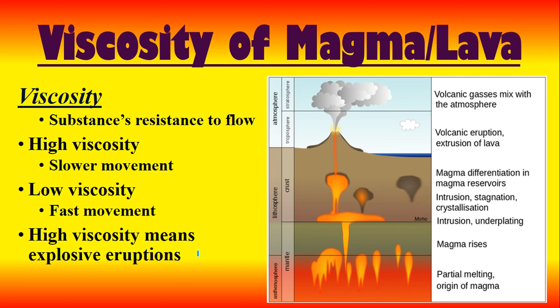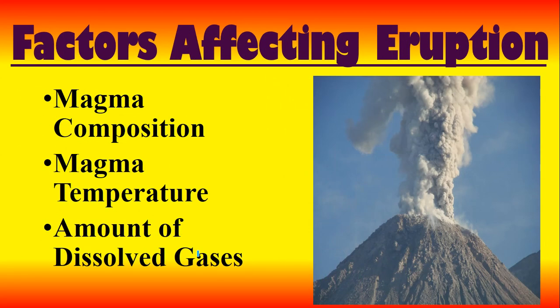Now, high viscosities, when you talk about magma, mean violent eruptions. Remember we talked about stratovolcanoes having very violent, explosive eruptions. That's because most times their magma is high in viscosity. Now, factors that affect eruptions are magma composition, magma temperature, and the amount of dissolved gases that are present.